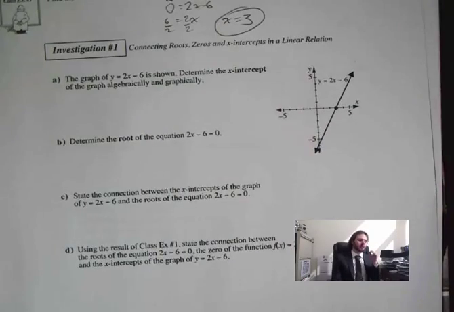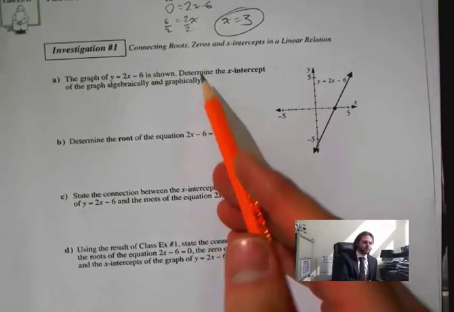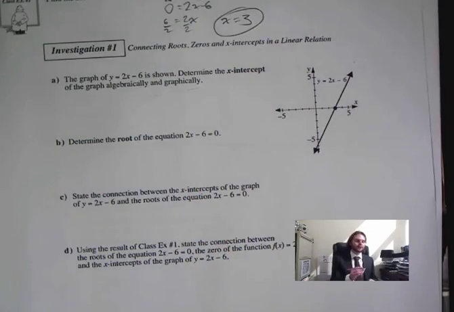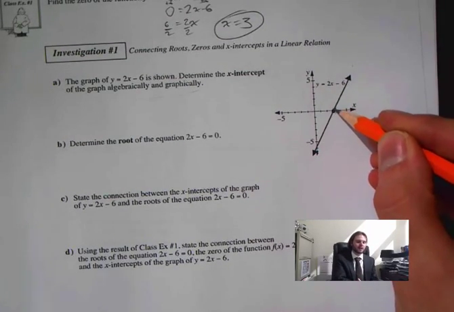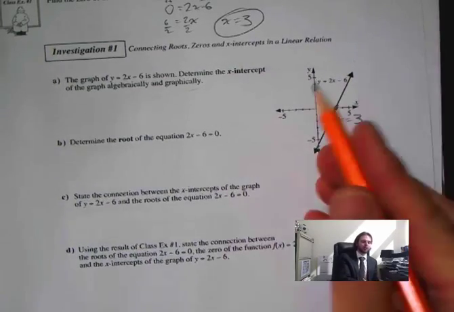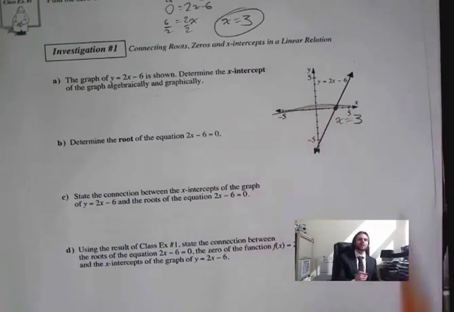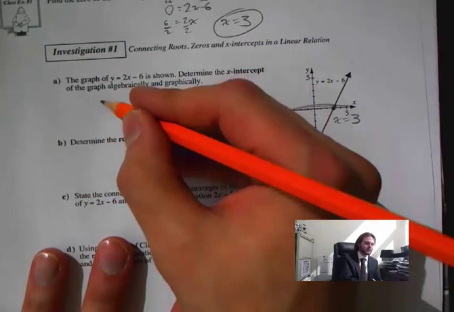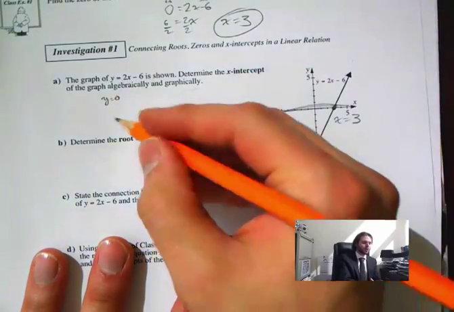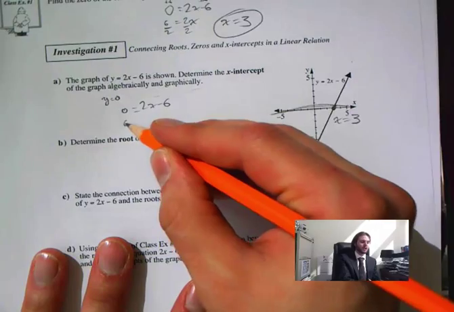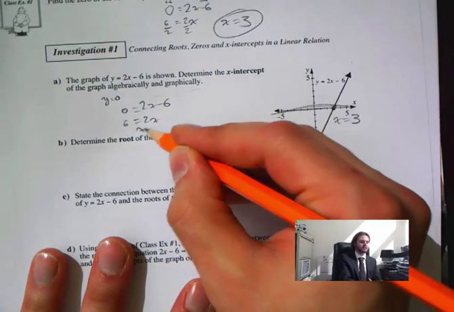Now this next one here is a little investigation I'm just going to briefly go over with you. It says the graph is shown below. Determine the x-intercept of the graph algebraically and graphically. Well, graphically, that's simple. It's right there. X-intercept is right there. It's x is equal to 3. Algebraically, well, I look at this. What is my y value on that line? Your y is equal to 0. So I want to put 0 is equal to 2x minus 6. So I have again 6 is equal to 2x, x is equal to 3.